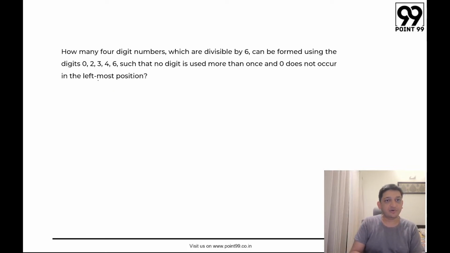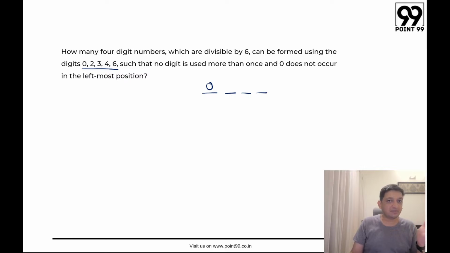Alright, let's have a look at this one now. How many 4-digit numbers which are divisible by 6, formed using the digits 0, 2, 3, 4, 6? So 5 digits are there with us: 0, 2, 3, 4, 6. From them I need to make 4-digit numbers such that no digit is used more than once and 0 does not occur in the leftmost position. Obviously if 0 comes in the leftmost position then it is no longer a 4-digit number, right? So that will not work.